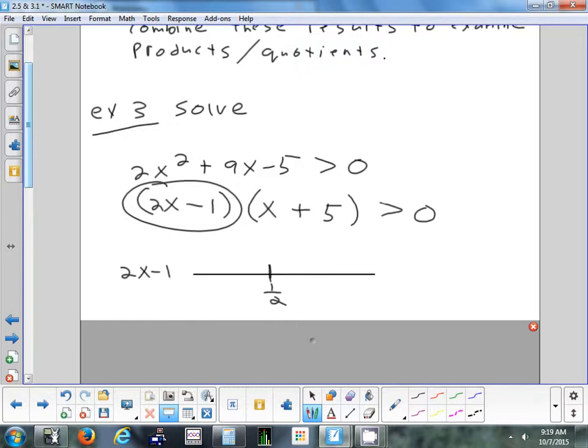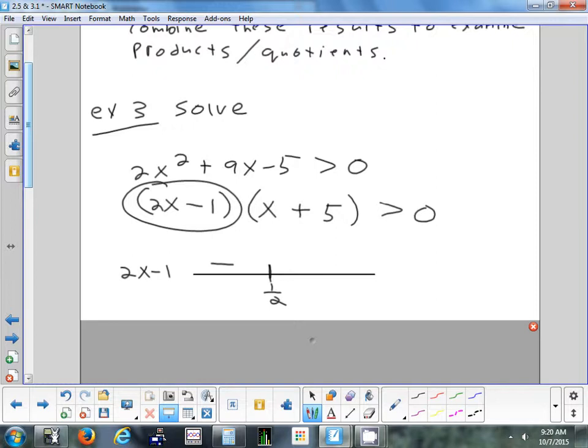Right, now let's see what happens if we plug in numbers smaller than 1/2. Okay. Very easy number to work with, smaller than 1/2, 0. If I plug in 0, 2 times 0 is 0. 0 minus 1 is what? Negative 1. That means any number to the left of 1/2 is always going to come out negative when you plug it in.